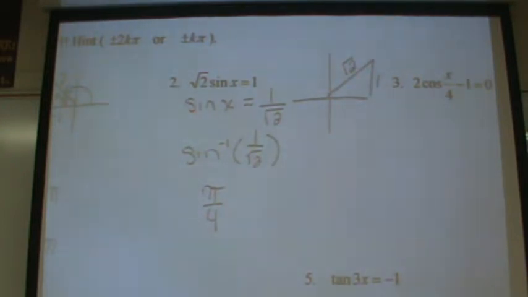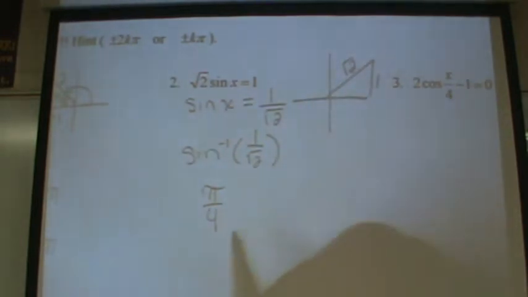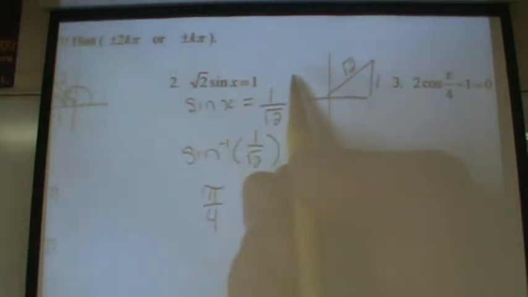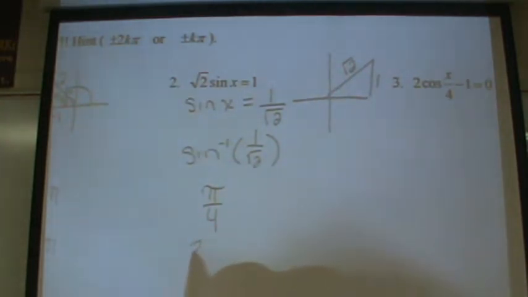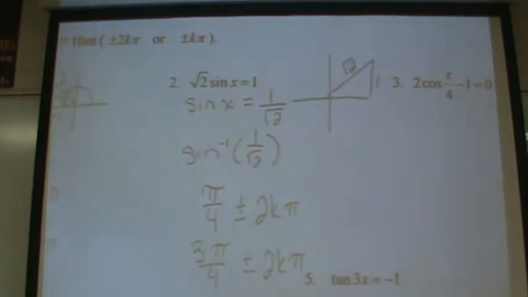So then you have to think, where else is sine positive? That's in the 2nd quadrant. And the pi over 4 angle in your 2nd quadrant is 3 pi over 4. And again, we want all solutions, so plus or minus 2k pi on each of these. Number 3.